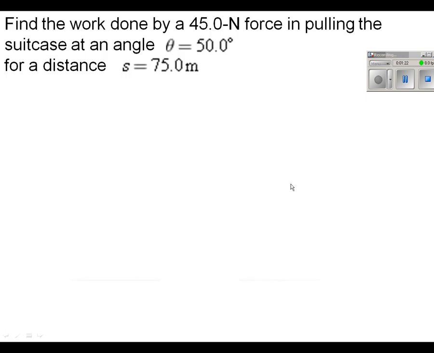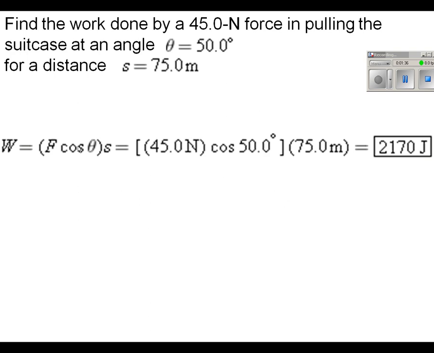In an example here, when the force and the distance are in different directions, we're going to find the work done by a 45 newton force pulling the suitcase at an angle of 50 degrees to the horizontal, for a distance of 75 meters. The equation is work equals F cosine theta times the displacement. So that's 45 newtons times the cosine of 50 degrees times the 75 meters, which gives you 2,170.